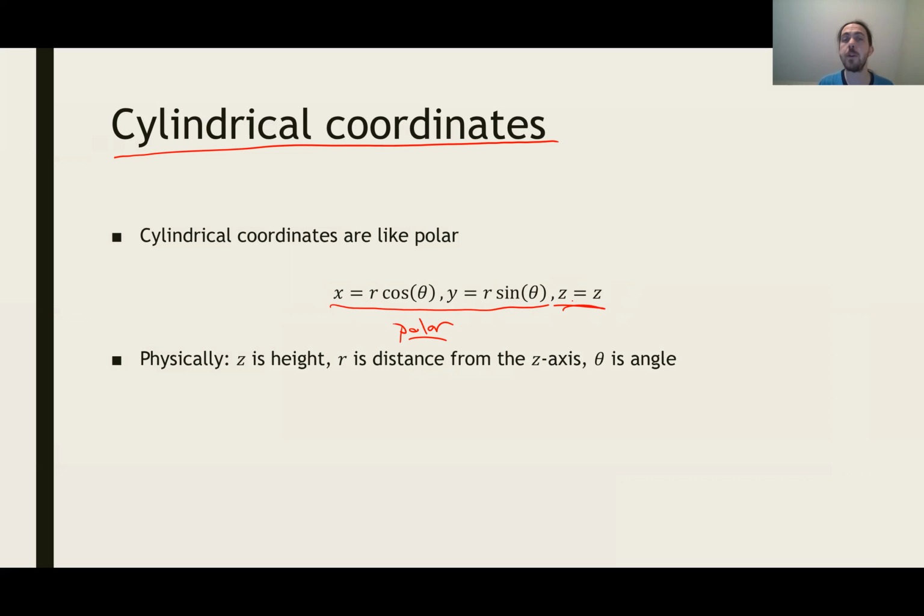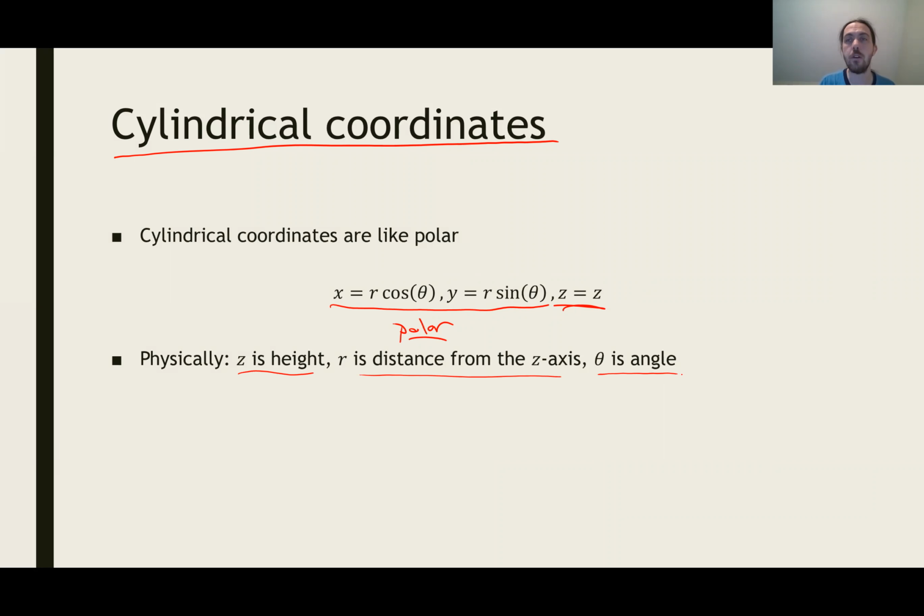That's the formulas for cylindrical coordinates, and they're very, very useful for expressing shapes that have some kind of round horizontal slices, but are kind of more straightforward in the vertical direction. So here, physically, the z-coordinate is height, r is distance from the z-axis, and theta is an angle coordinate.